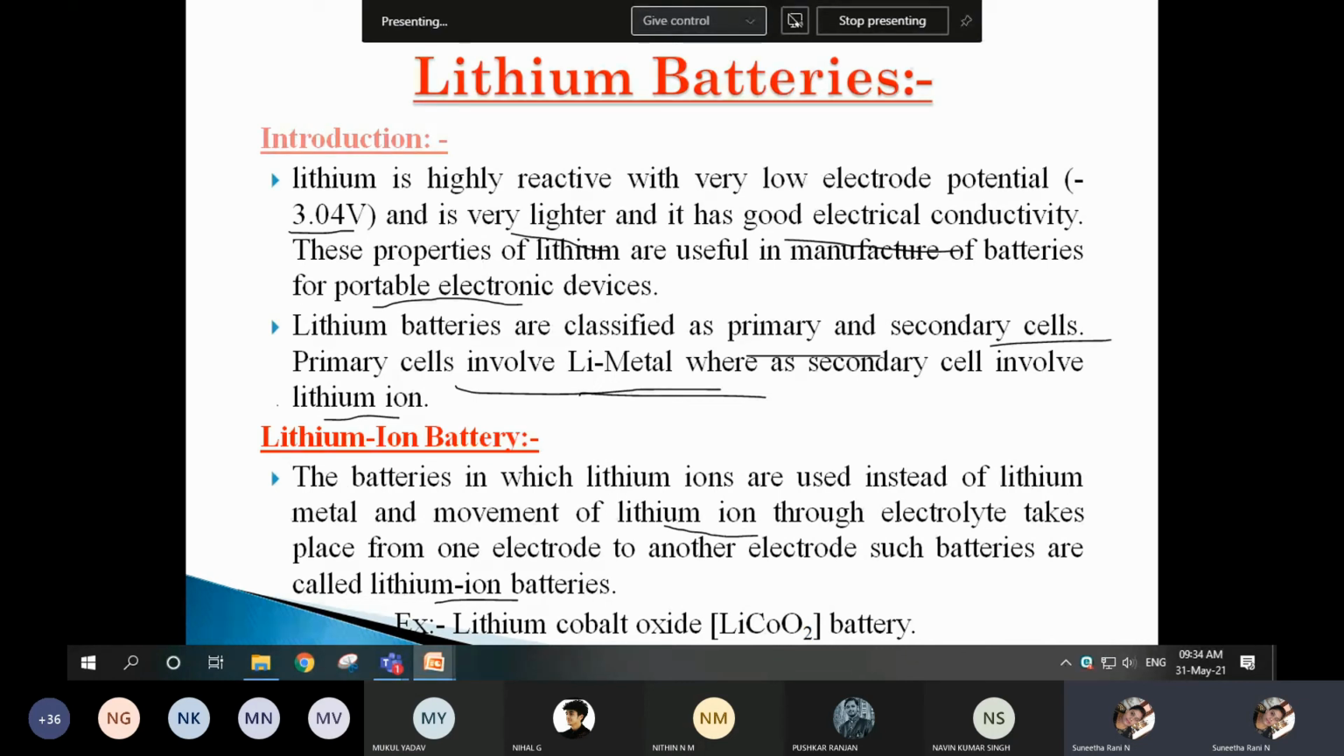Lithium ions move through the electrolyte. Here, both lithium ions and lithium metals are involved in the reaction. So lithium ions only will move through the electrolyte and it helps in the production of electricity or electrical energy. One such type of lithium ion battery is the lithium cobalt oxide battery. Lithium cobalt oxide battery is one of the main examples we can give of a lithium ion battery.